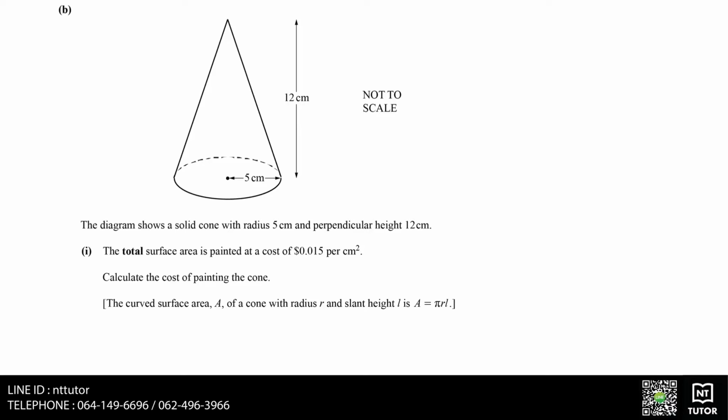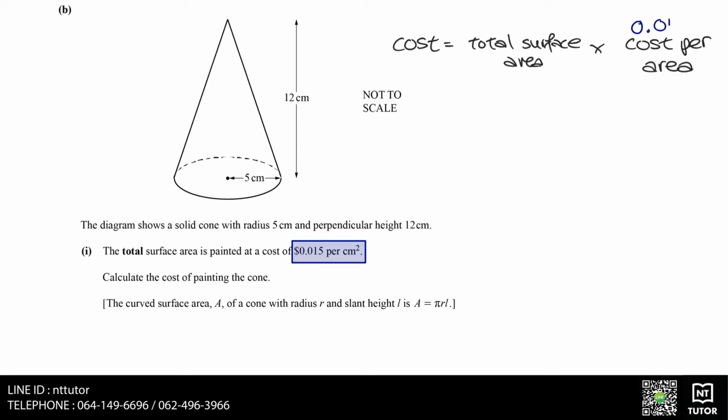B. The diagram shows a solid cone with radius 5 centimeters and perpendicular height 12 centimeters. The total surface area is painted at a cost of $0.015 per centimeter squared. Calculate the cost of painting the cone. The total cost of painting the cone would be equal to the total surface area multiplied by the cost per area, which we already have from the question.